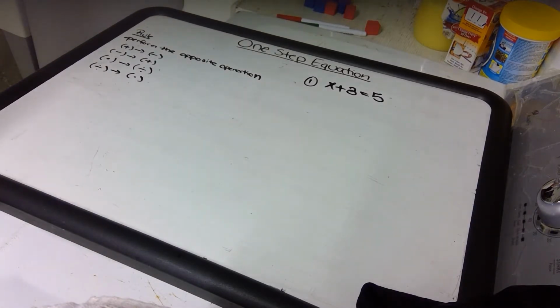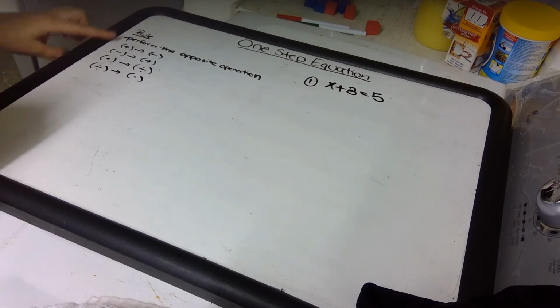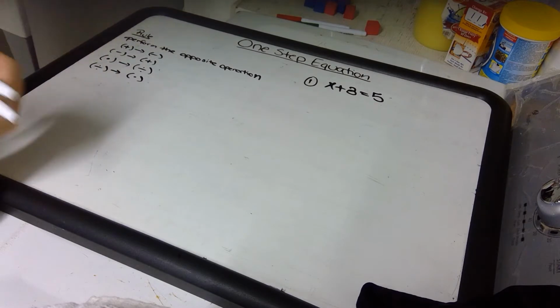Now let's look at some examples, right? So remember the rule. We have to perform the opposite operation. So if we have addition, we have to do subtraction. If we have subtraction, we have to do addition. If we have multiplication, we have to divide. And if we have division, we have to multiply.